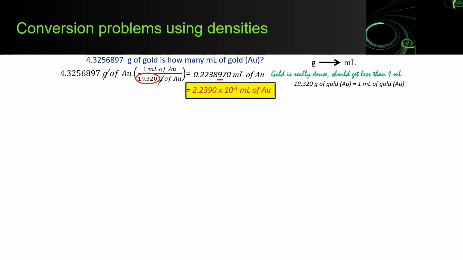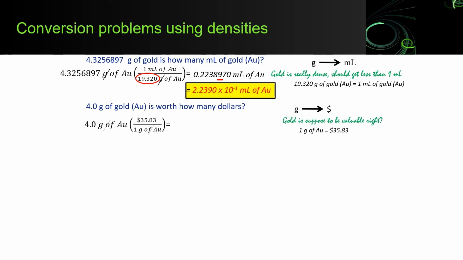Now we know that the price of metal, such as gold, is also a derived unit and becomes a relationship linking mass to money. The only problem with this derived unit is that it's a variable quantity that changes daily. Let's do a problem using both the price of gold and its density. 4.0 grams of gold is worth how many dollars?